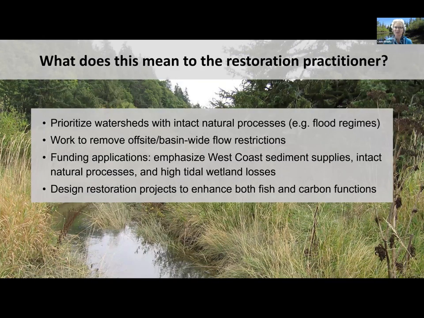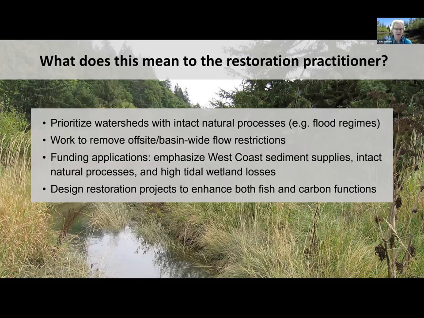So what does it mean to the restoration practitioner? Basically, prioritize watersheds that have intact natural processes, intact flood regimes. Examples of watersheds that don't have intact natural processes would be those that are dammed and are lacking sediment movement through the system. Work to remove off-site and basin-wide flow restrictions, such as dams or river mouth tide gates.